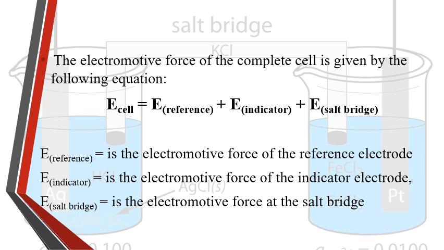The overall EMF of the cell is the sum of the potential from E reference, which is a constant value, E indicator, the indicator electrode, which varies based on the reaction, and the salt bridge, which typically has a small, often negligible value, but is included for accuracy. This equation is fundamental in potentiometry and other electrochemical techniques, where the goal is to measure the EMF to gain insight into the concentration of ions in a solution or the progress of a chemical reaction.